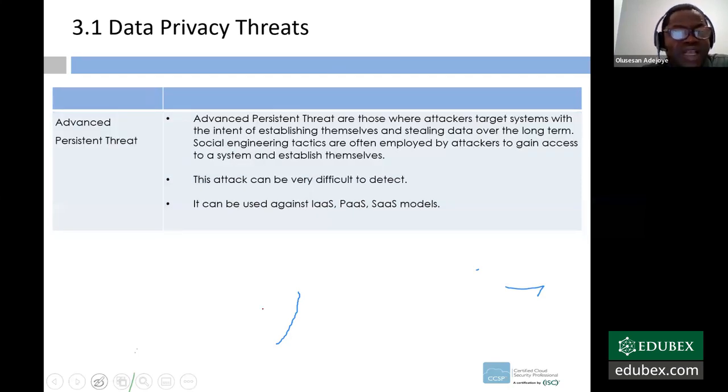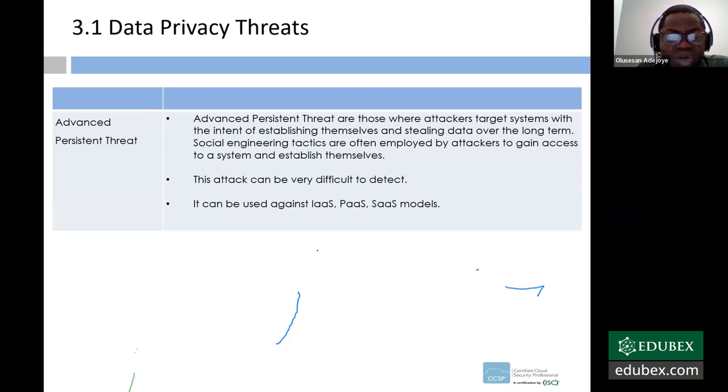All right, so we have advanced persistent threat, APT. This APT is a threat such that the attacker wants to establish themselves and steal data over a long time. So for advanced persistent threat, the attacker might use all the techniques they have to ensure they gain access to your network, and they can remain there as long as they want. They cover their tracks. You might not know that they're there. All they're waiting for is the right time to hit the network.